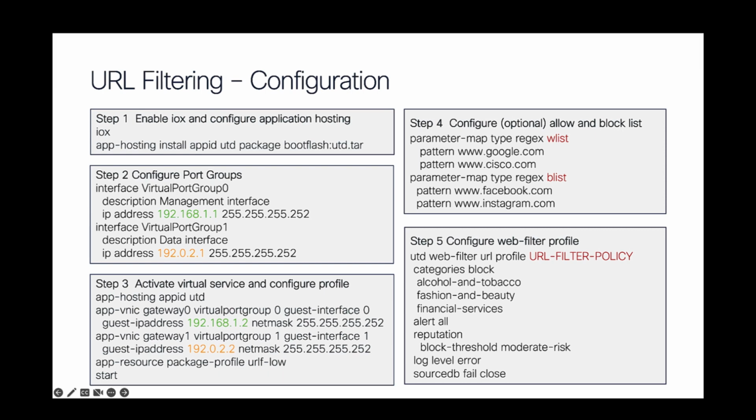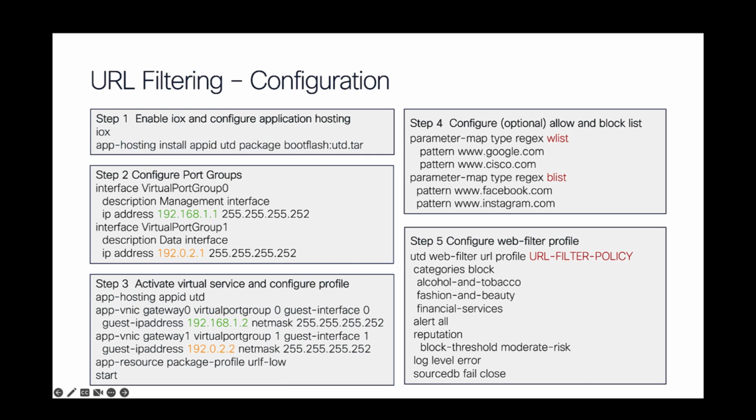And we can use UTD web filter URL profile. We give it a profile name, and then, like I said, you can also block websites or domains based on categories. In this example, we are going to block categories such as alcohol and tobacco, fashion and beauty, and financial services as an example. And we want to get alerted whenever one of these URLs is under one of these categories.